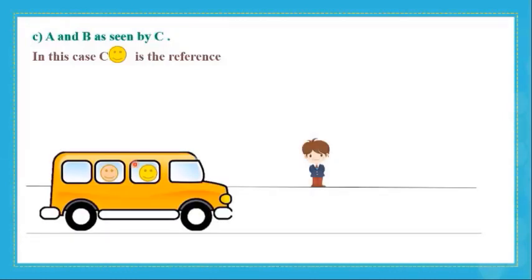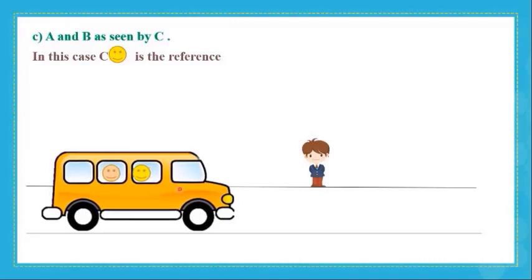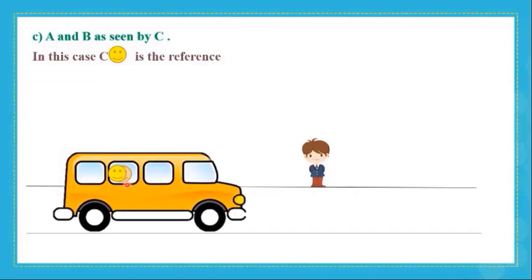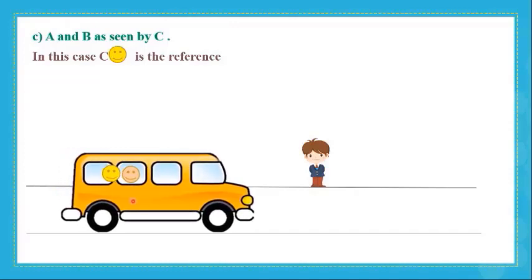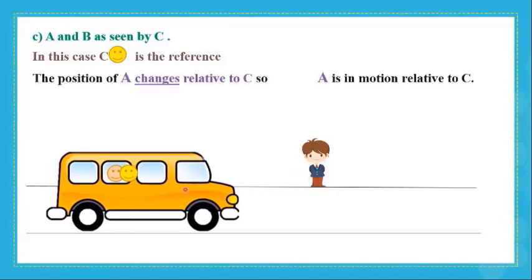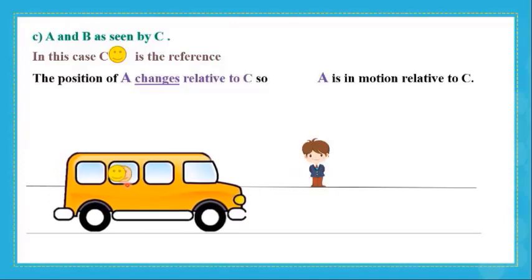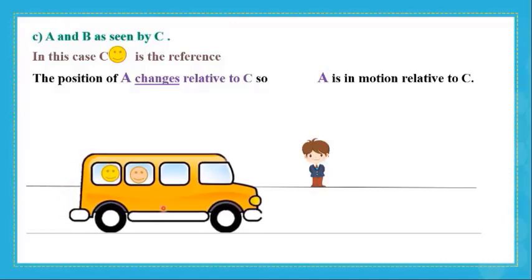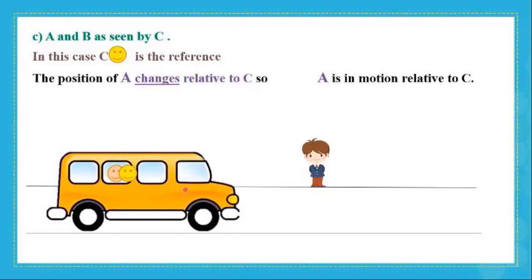Part C. Describe the motion of A and B as seen by C. C is the reference. A is standing on the road. C is walking in the moving bus. A is getting away from C. So his position is changing relative to C. Then A is in motion relative to C.